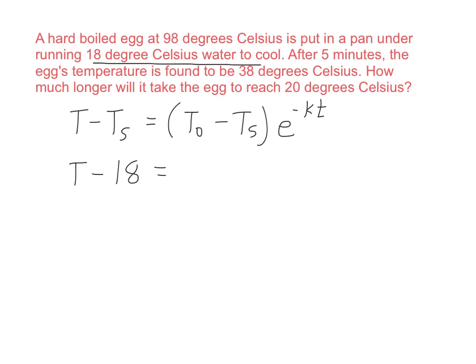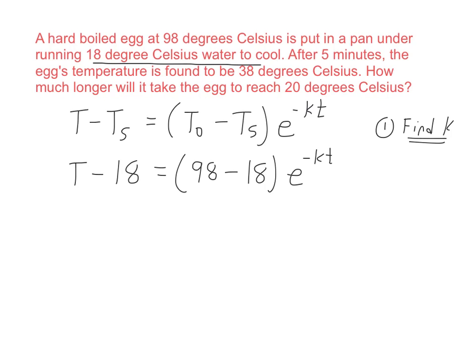From there, we have our T sub 0. That is the temperature when we started. Well, the eggs started at 98 degrees, minus, we said the surrounding temperature was 18. Then we have this e, and then we have to the minus kt. Just like our other problems, we need to first find k. So step one is to find k.